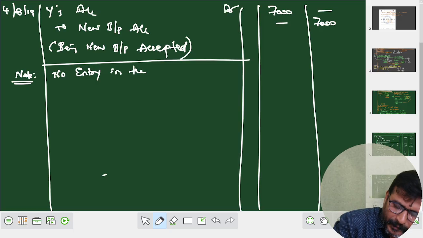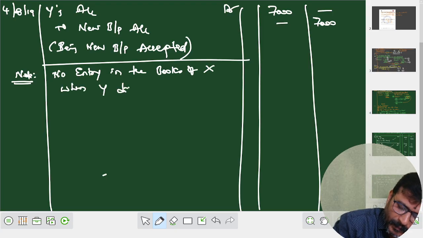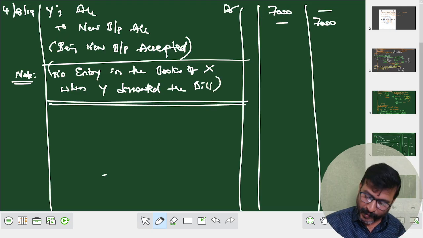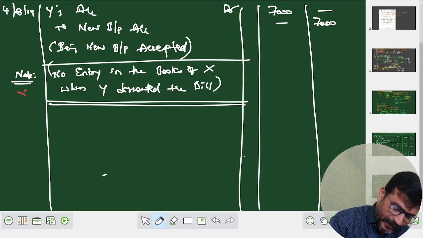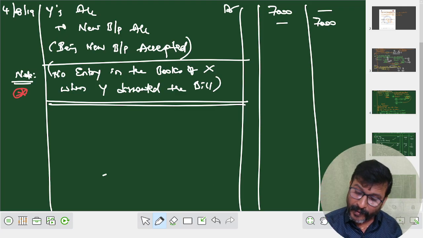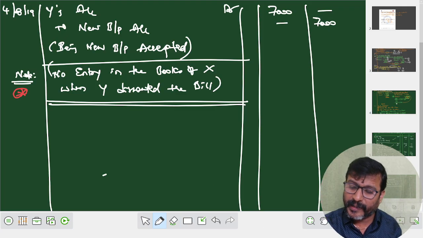No entry in the books of X when Y discounted the bill. Please remember, this is a very, very important point. When Y discounted, nothing happened to X, so no entry in the books of X. Okay, fine. When Y discounted, after that, what did Y do?